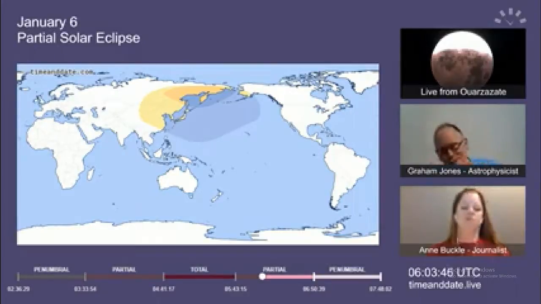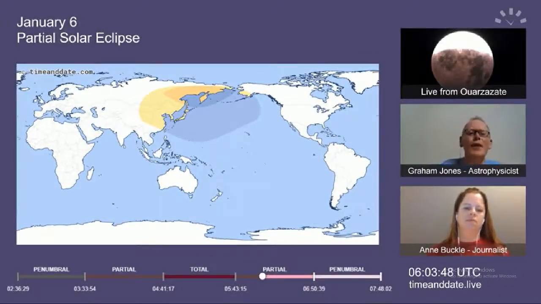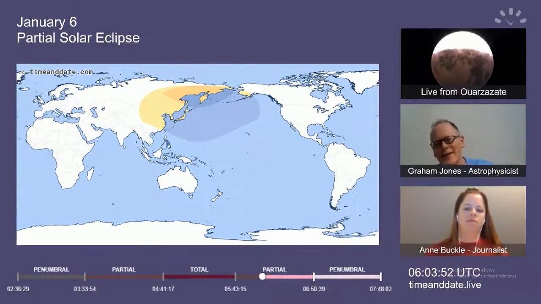If you're going to get a total lunar eclipse, you would have a partial solar eclipse either 2 weeks before or 2 weeks after it. If you have a total solar eclipse, then you would have a partial lunar eclipse or a penumbral lunar eclipse coming 2 weeks before or after it.